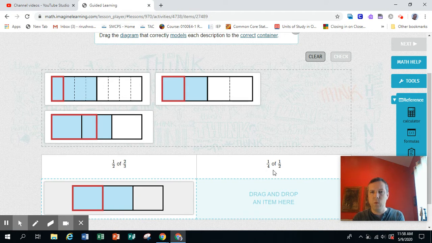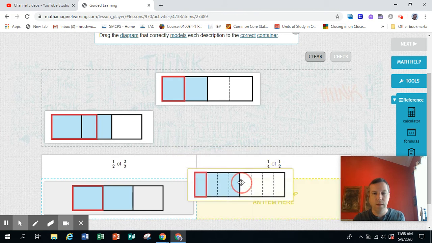So 1/4 of 1/2. They're trying to trick you here. This red rectangle is 1/4 of the whole, but it's not 1/4 of the half. If you look over here at this one, they've taken the half that is blue and then red outlined 1/4 of that half. So it's going to be this one and not the other one.